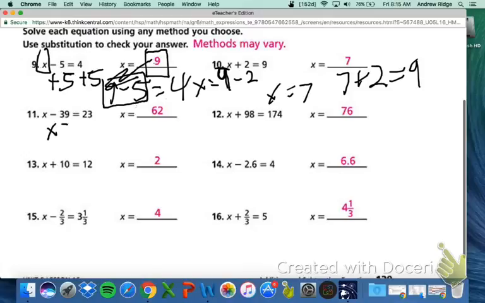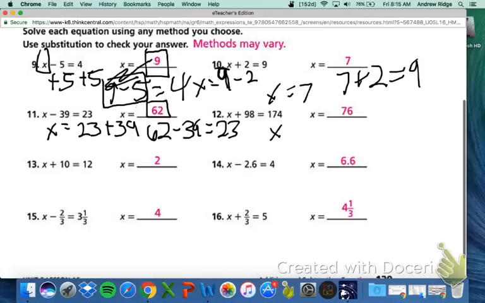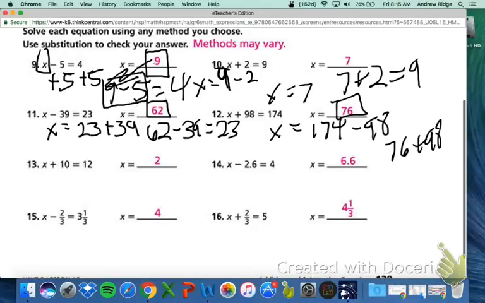Alright, so x equals 23 plus 39, right? So x equals 62. And if we put them together, we do the substitution, 62 minus 39 equals 23. So x equals 174 minus 98, which is equal to 76. And if we put 76 plus 98 together, they do equal 174. So this one is checked and true.